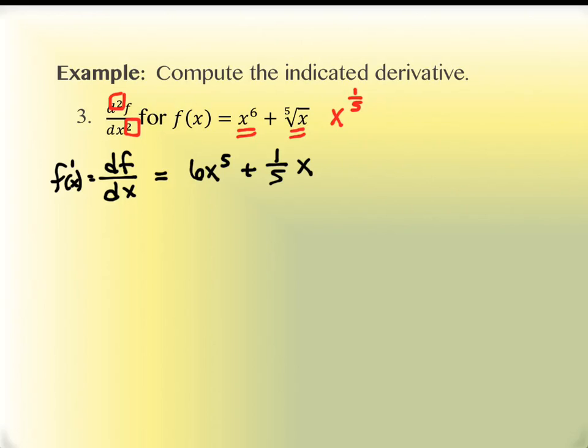1/5 x to the what power? -4/5. Very good. So you have to remember you're subtracting. Sometimes people want to put -1/5 on that one. You have to subtract 1, so you have to have 1/5 minus 1.